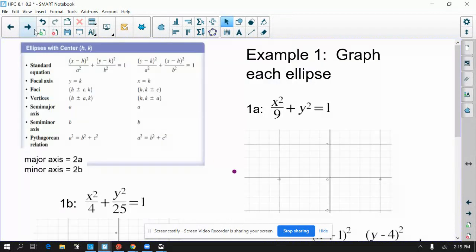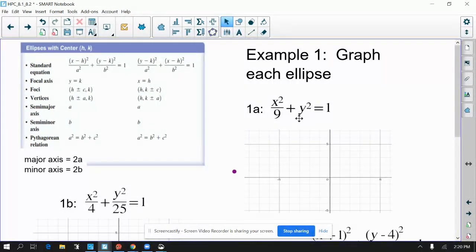Let's practice. First we're going to graph these things. I've got 4 I want to quickly graph. Notice all the equations equal 1. It's just a matter of, first of all, is my ellipse horizontal or vertical? It's all about where the major axis is. The major axis is always A. So here A is underneath the X part, so the major axis is horizontal. This would be a horizontal ellipse. Here the A, the major part of the axis, is underneath the Y, so this would be the vertical one.